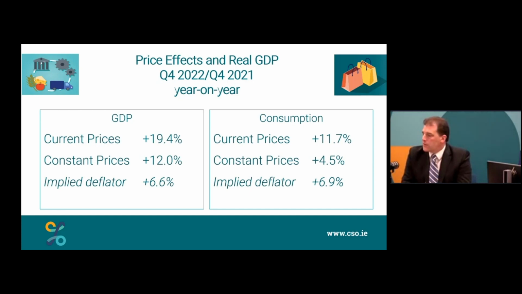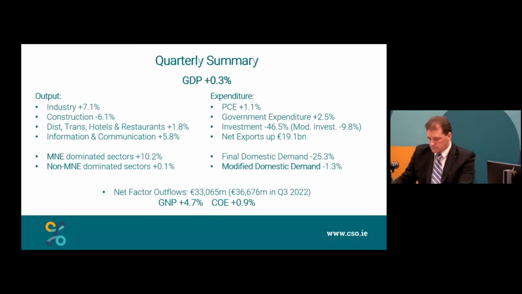It's easier to understand with consumption, but we can do exactly the same thing with GDP. GDP has gone up in money terms by 19.4%. We're taking out price effects, which leaves us that headline GDP growth rate of 12% that we started the presentation with. So prices are important in terms of our interpretation of the national accounts.